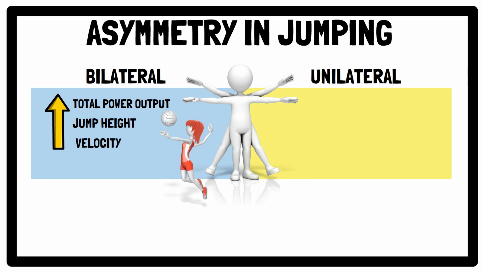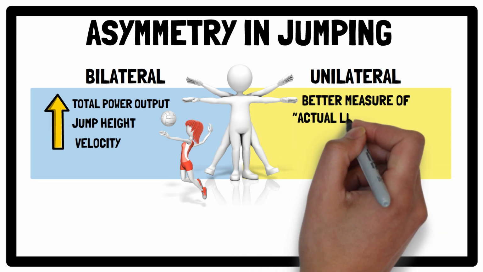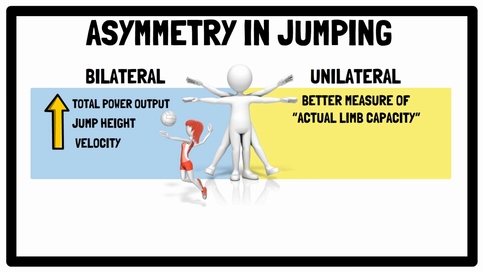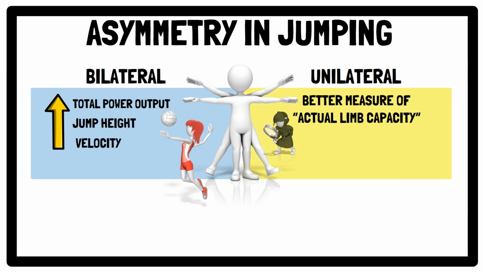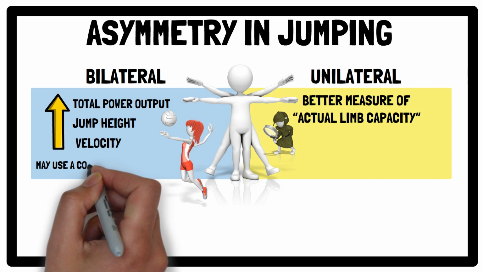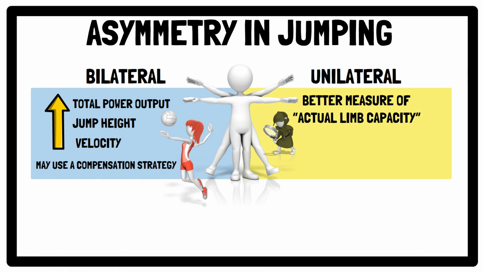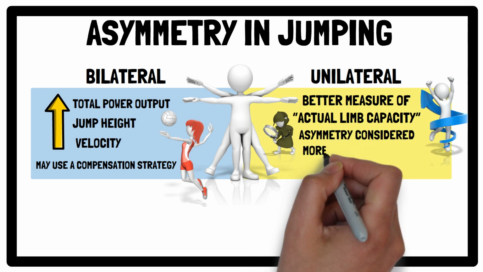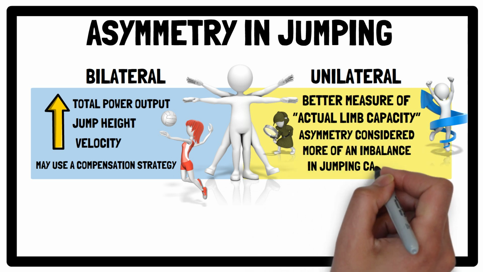Although unilateral tasks may not allow for force and power compensation between the limbs during the task because only one limb is used at a time, unilateral jumps may be a better measure of actual limb capacity, and therefore potentially more sensitive at detecting asymmetries. This is because an asymmetry measured during a bilateral task may be masked by a compensation strategy, whereas an asymmetry measured unilaterally may be considered more of an imbalance in jumping capacity.